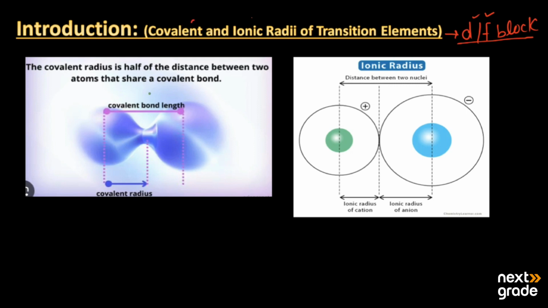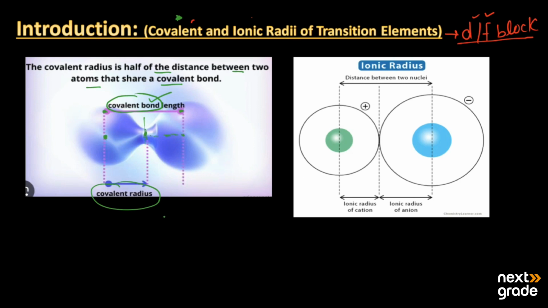Before this, you must know what is meant by covalent and ionic radii. The covalent radius is basically half of the distance between the two atoms that share a covalent bond. If we have any compound or molecule that is made by a covalent bond, the distance between the nuclei of the two atoms is known as the covalent bond length. Half of this distance is known as the covalent radius.